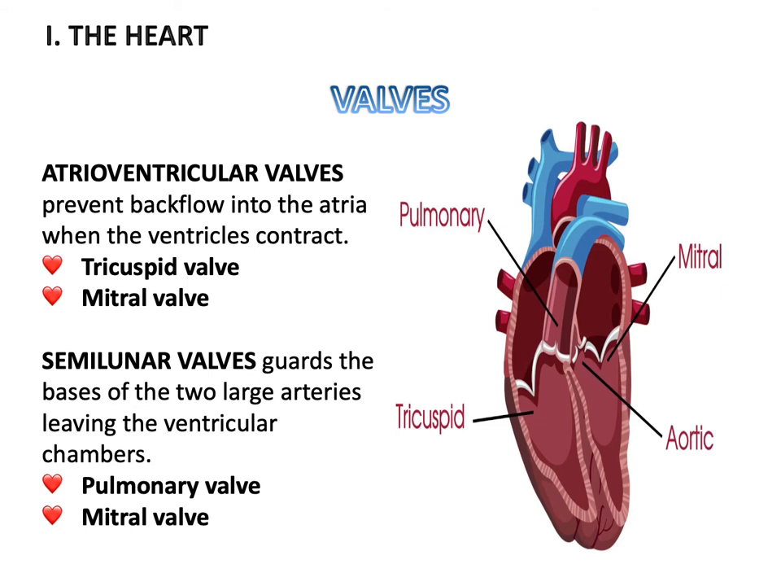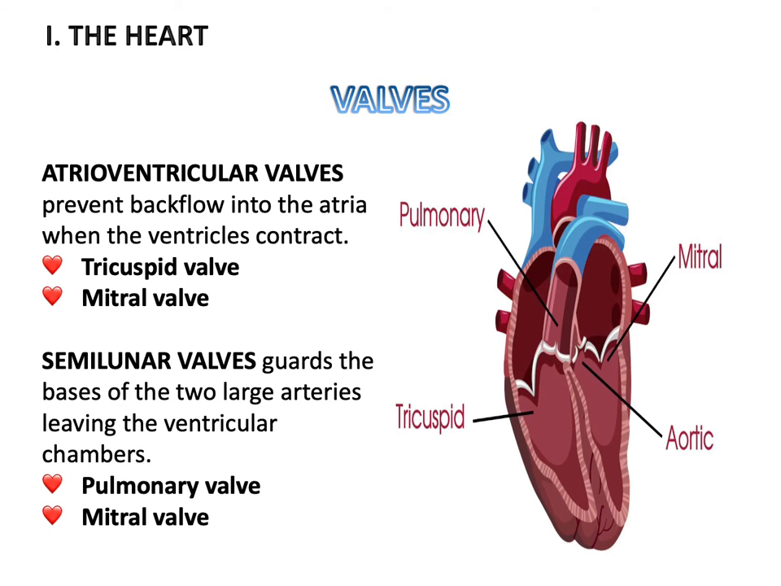What about the semilunar valves? It guards the bases of the two large arteries leaving the ventricular chambers. The pulmonary valve and the mitral valve are the semilunar valves. Nasaan ang pulmonary valve? Nasa gitna naman siya ng pulmonary artery and right ventricle. Nasaan naman ang aortic valve? It's between the aorta and the left ventricle.